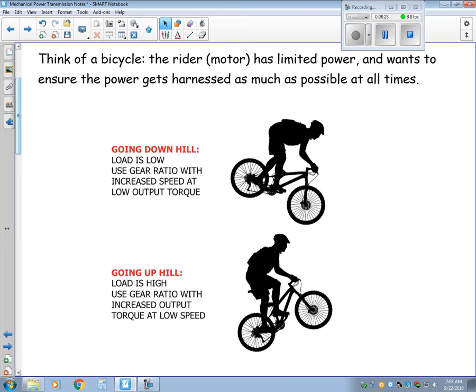So going downhill, you would have a high mechanical advantage, or, well, a very low mechanical advantage, I should say, to increase your speed. Going uphill, now the load is high, so you'd want to use a gear ratio that would increase your torque. But remember, as torque increases, speed decreases. So that's one reason why you slow down as you go up a hill. So bicycles use gearing to help us do that.